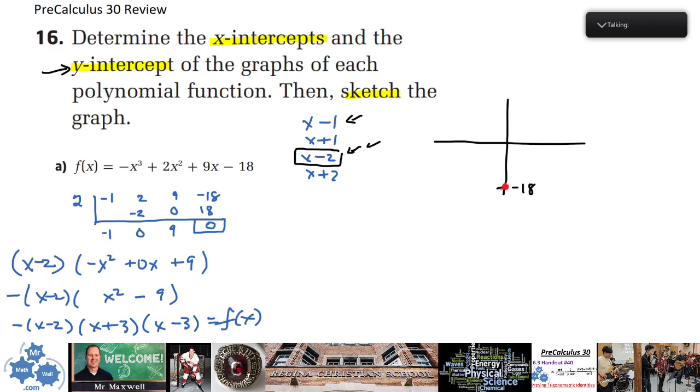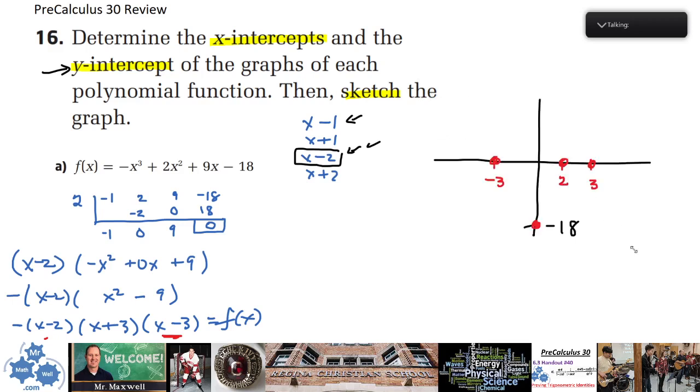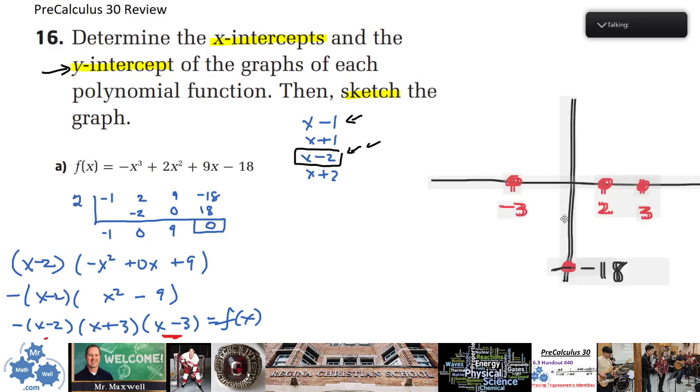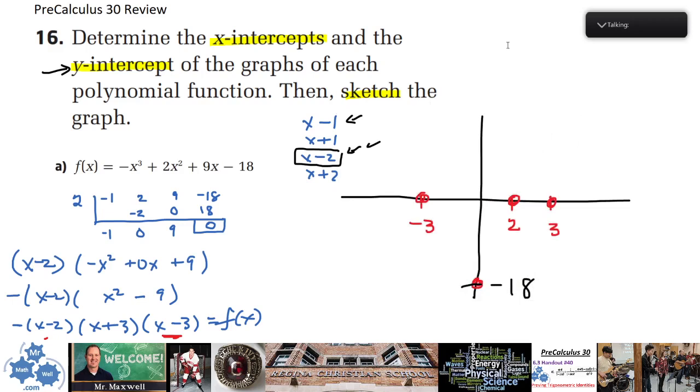So over here on the right, I know that I have a y-intercept of negative 18. I also know that I have an x-intercept of 2. So I got a point there. I have an x-intercept of positive 3 as well, and an intercept of negative 3. Okay? I know I have those. I'm going to just zoom in this graph a little bit because we're going to need a little bit more space, I think. Okay? So I've got the x-intercepts now.